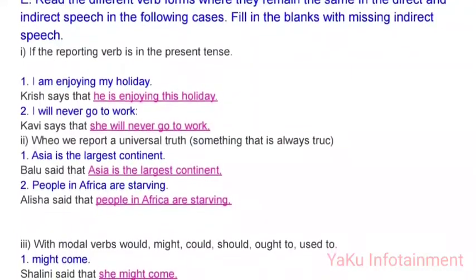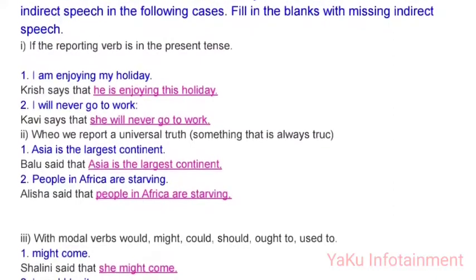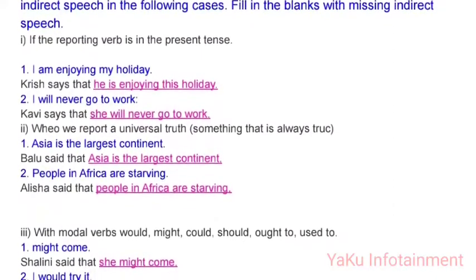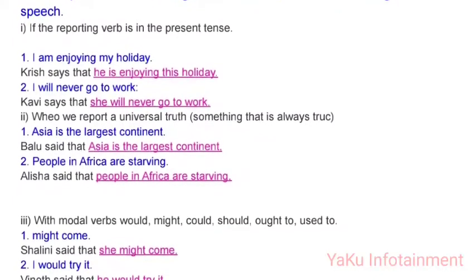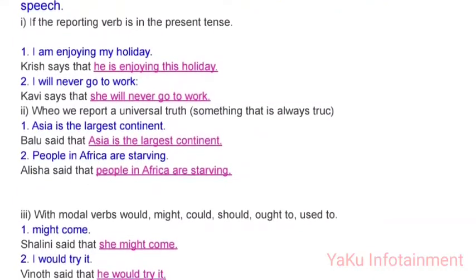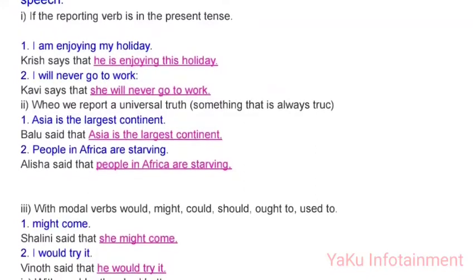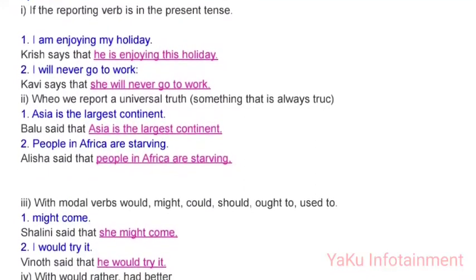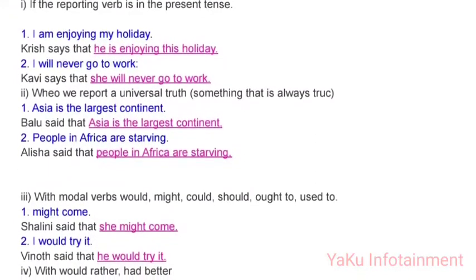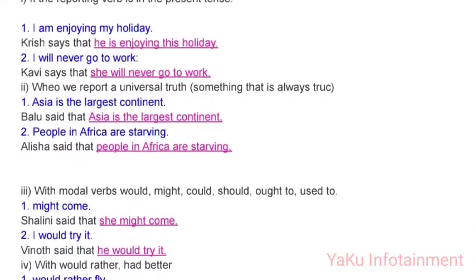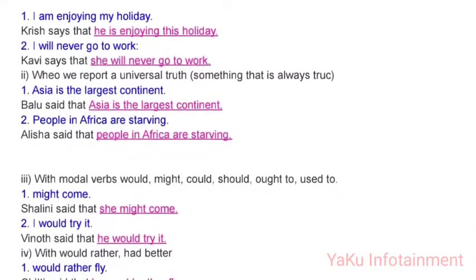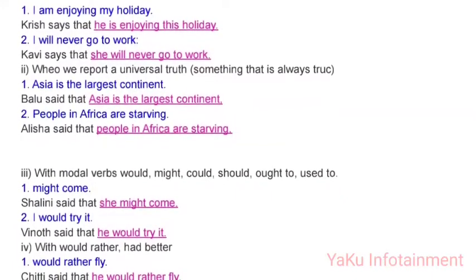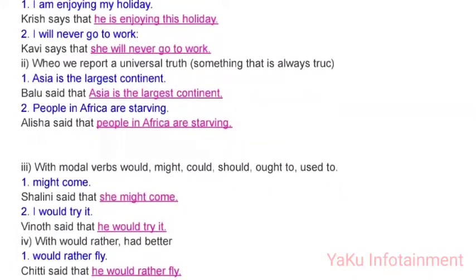2. I will never go to work. Kavi says that she will never go to work. When we report a universal truth, something that is always true: 1. Asia is the largest continent. Balu said that Asia is the largest continent. 2. People in Africa are starving. Alicia said that people in Africa are starving.